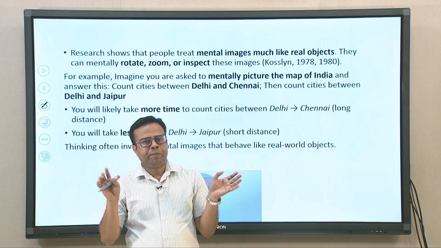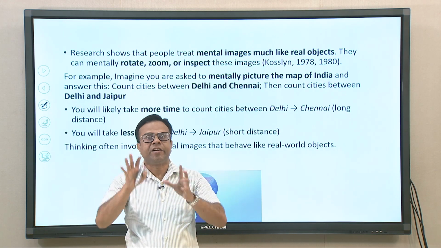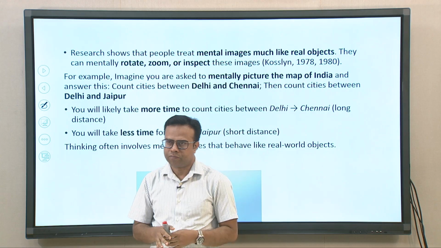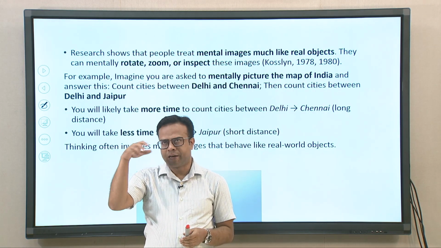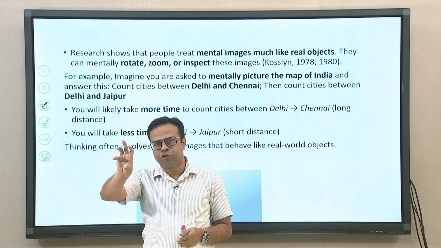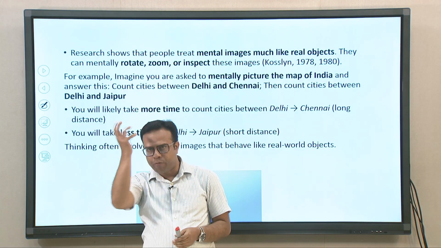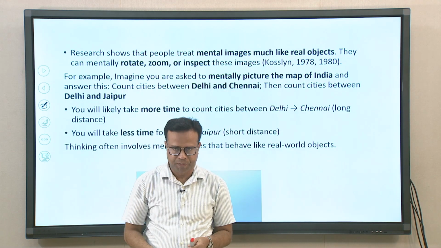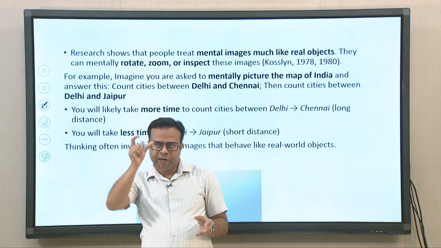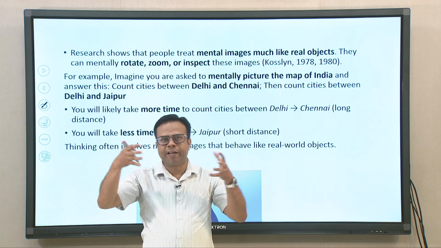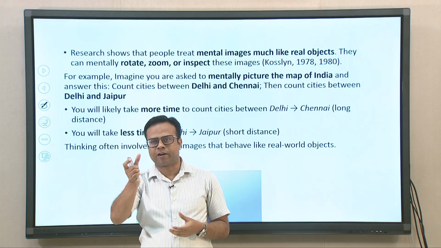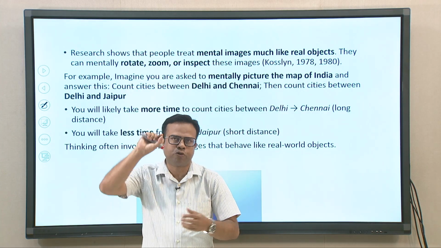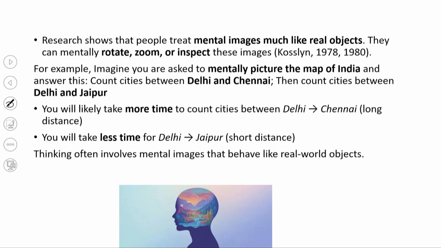So, research shows that people treat mental images like real objects. For example, I can see a real object like a chair or a ball. I can similarly create the same image of that object in my mind and play with it just like the real object. We can rotate the object, we can zoom in, we can inspect it. A lot of these characteristics that we can apply to real objects, we can also apply to our mental images.